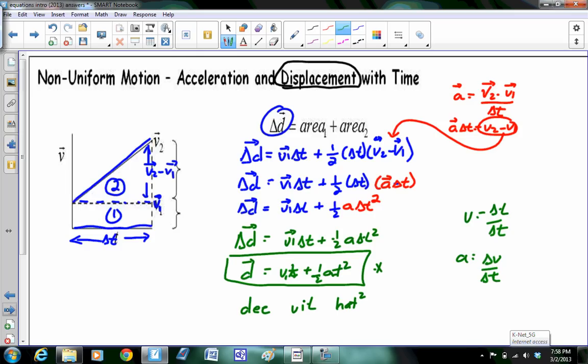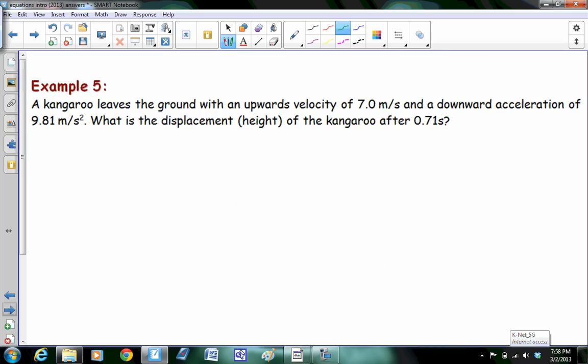Let's look at a few examples with this equation. In this example, we've got a kangaroo, and it leaves the ground with an upwards velocity of 7 meters per second and downward acceleration of 9.81 meters per second squared. We want to know what is the displacement or the height of the kangaroo after 0.71 seconds. So here we've got a time, an initial velocity, an acceleration, and I want to figure out my displacement.